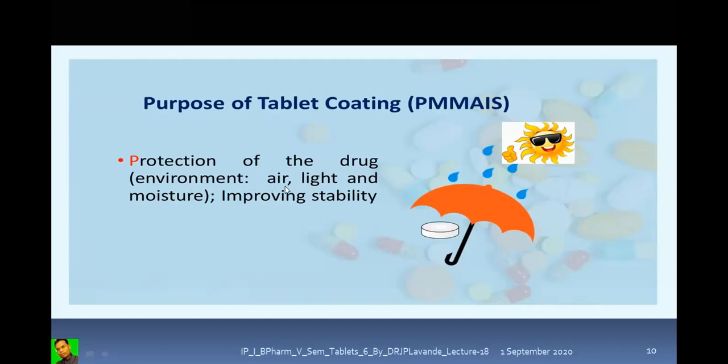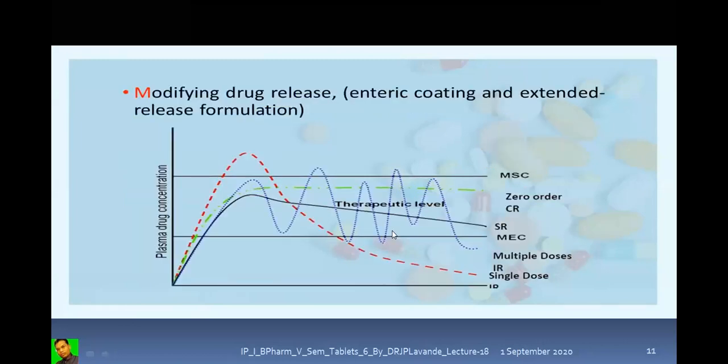Which environment? That might be air, that might be light, and it might be moisture. That is, to protect the tablet from air, moisture, and light in order to improve its stability, because the tablet will undergo changes in color when it is subjected to light, the tablet will absorb moisture if it comes in contact with humidity, and the tablet will lose its stability when it is kept open as such. So in order to protect the drug, in order to protect the tablet, we have to go for protecting the tablet by offering the coatings.